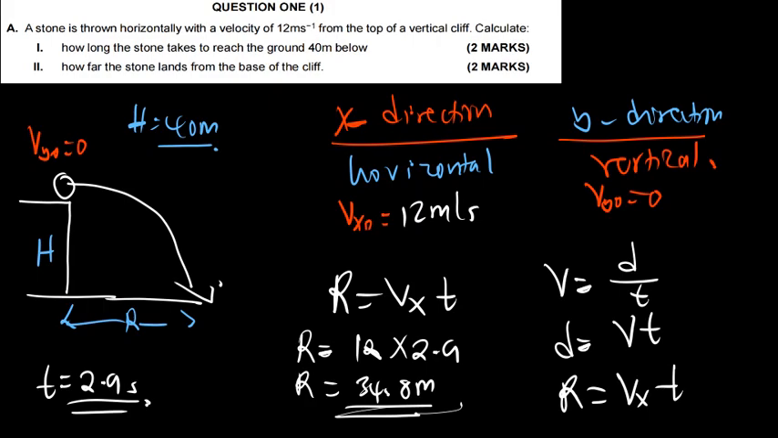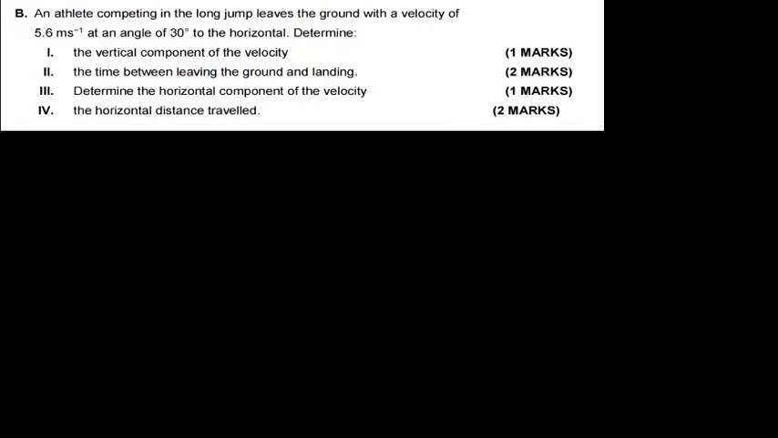Now I'll go to part B, the same question but part B. Now the question is saying an athlete competing in the long jump leaves the ground with a velocity of 5.6 meters per second at an angle of 30 degrees to the horizontal. Determine part A, the vertical component of the velocity, and part B, the time between leaving the ground and landing.